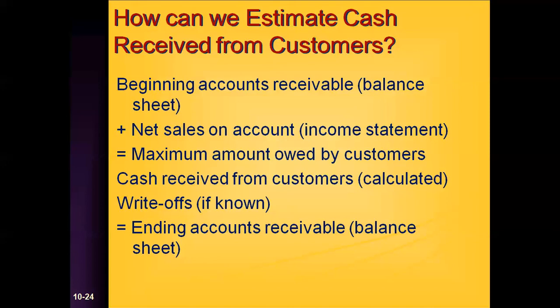Now, when customers pay those particular things off, you get cash received from customers, which is a calculated number. You have write-offs, as we talked about, on uncollectible accounts, and then you have your ending accounts receivable balance.